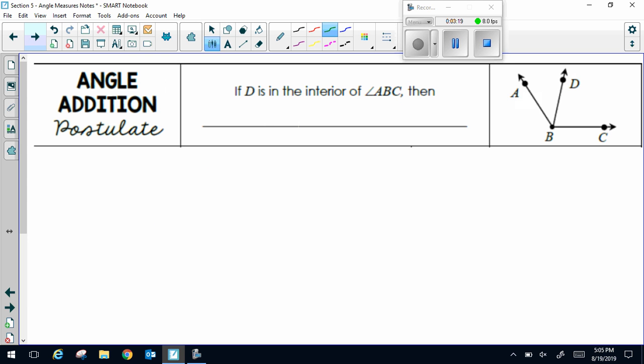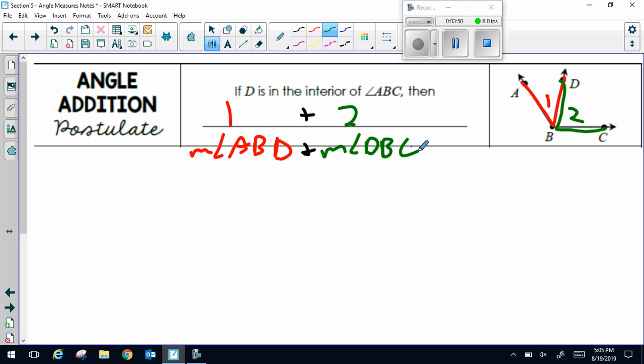Just like in the segment addition postulate, we have the angle addition postulate. Just like this, you have the smaller angle, which I named 1. That angle is referring to this angle here, which is angle ABD, plus the second smaller angle, angle 2, which refers to this smaller angle, angle DBC. And that's going to equal our big angle, which we call angle 3, this outside one, which is ABC.